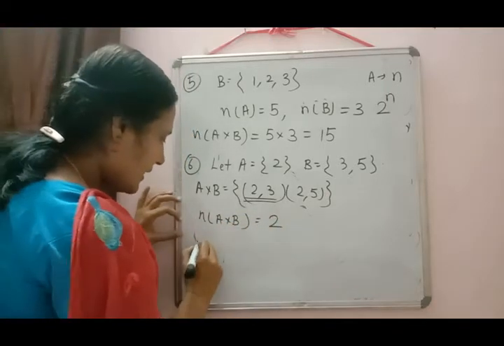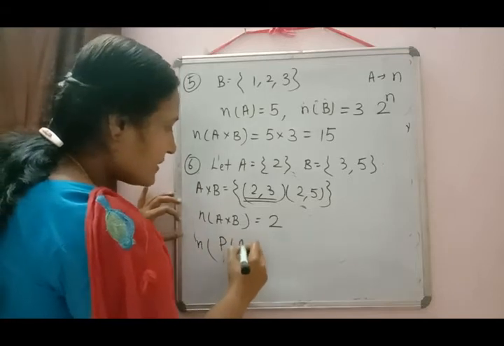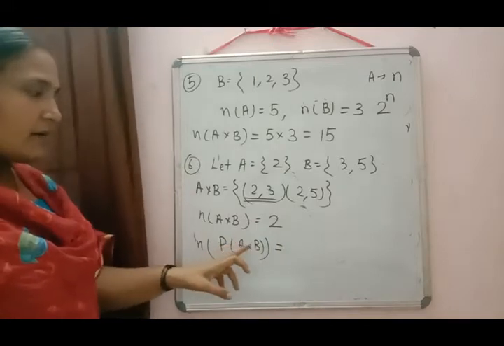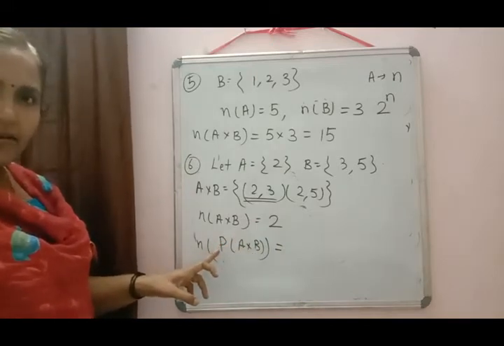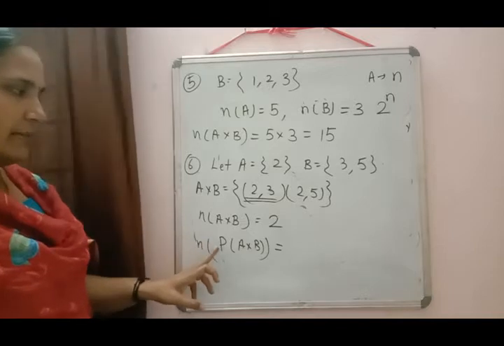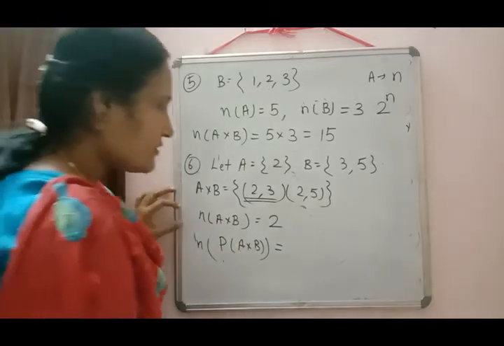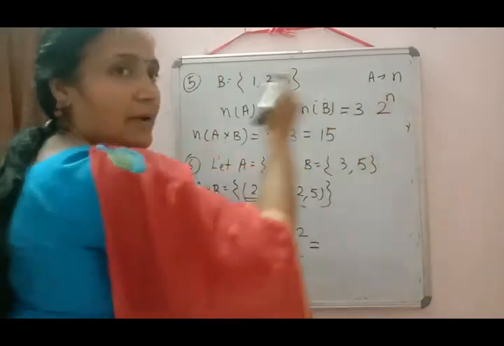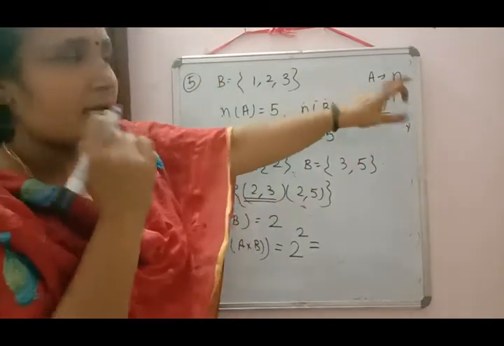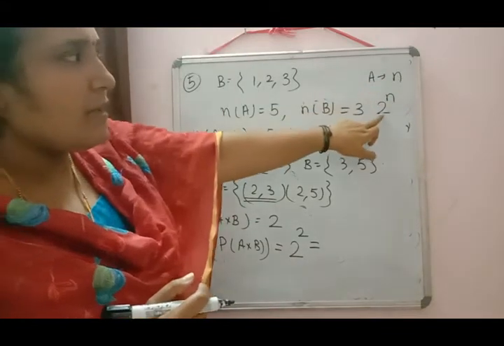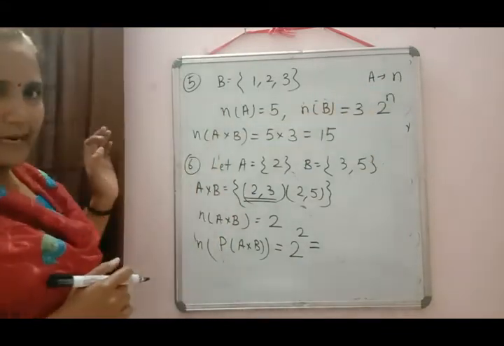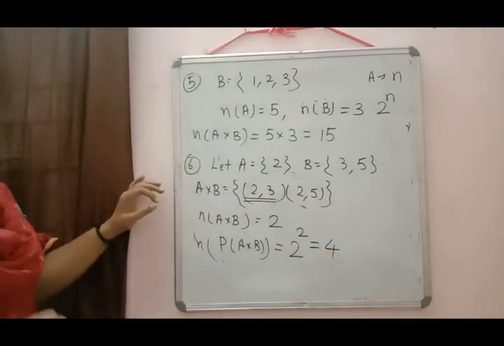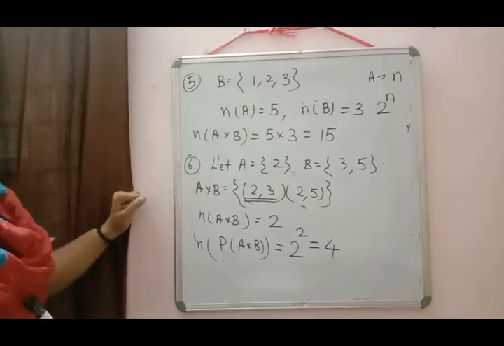Then directly you can write number of elements in power set of A cross B. Collection of all the subsets of A cross B is called the power set of A cross B. So number of elements in power set of A cross B will be equal to 2 raised to 2. If A has n elements, then number of subsets of A will be equal to 2 raised to n. So here 2 raised to 2 will be equal to 4. And then it is written, list them. Write down the subsets also.